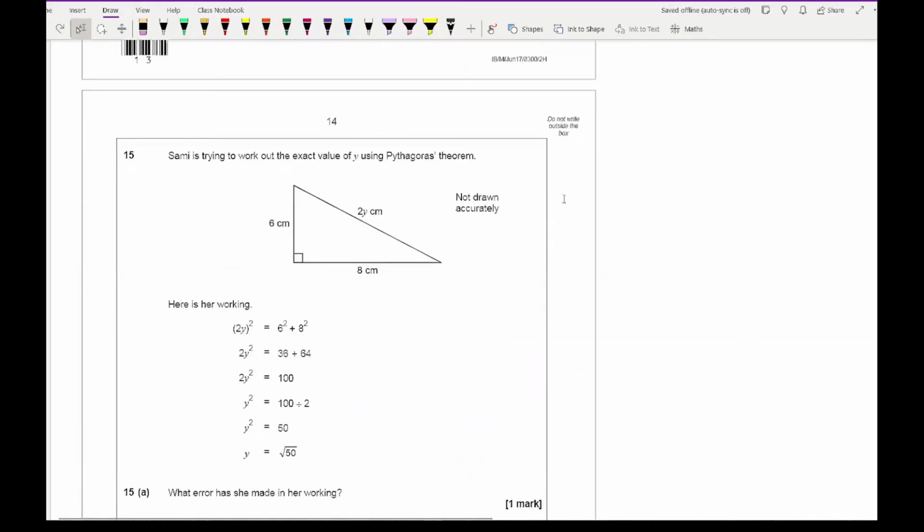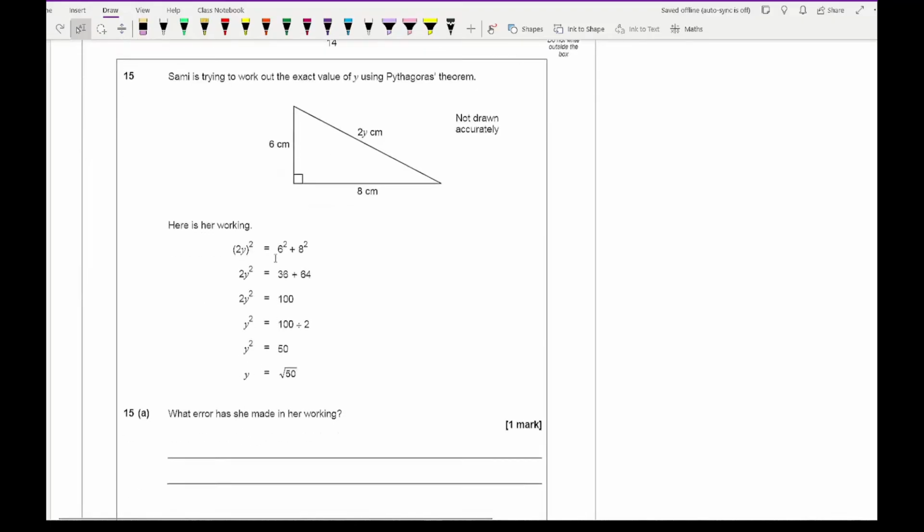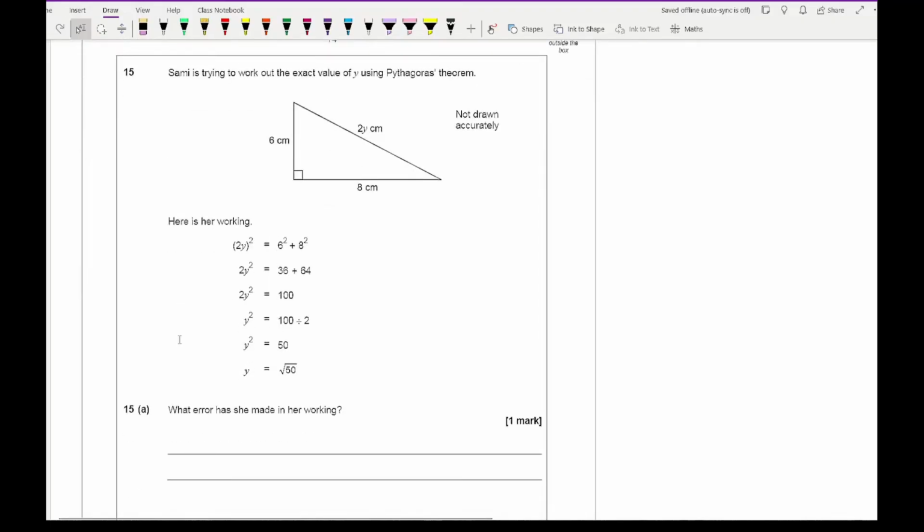So it says question 15. It says Sammy is trying to work out the exact value of y using Pythagoras. It says here is her working out, and then part A is asking what error has she made in her working. Well, going through the steps, her error is here. So when you have 2y, 2y squared equals 4y squared, not 2y squared, which is what she has done.